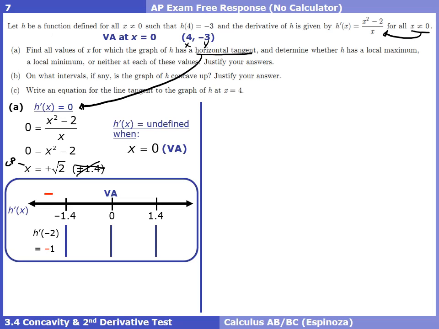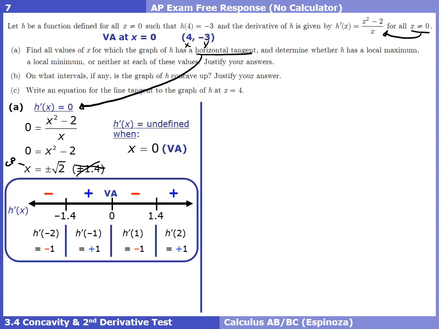In between negative square root of 2 and 0, I'm going to pick negative 1. If you take negative 1 and plug it into the first derivative, you'll get positive 1. And we just care that that number is positive. If we take a number between 0 and 1.4 and plug it in, which will be 1, and we plug that into the first derivative, we'll get a negative answer. And if we choose a number after the square root of 2, which would be 2, we'll get a positive answer.